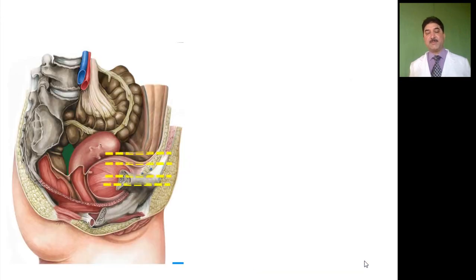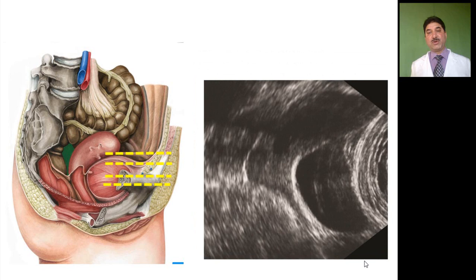As shown in this diagram, these waves pass through the filled urinary bladder, strike the uterus, and we get an image of both the bladder as well as that of the uterus.